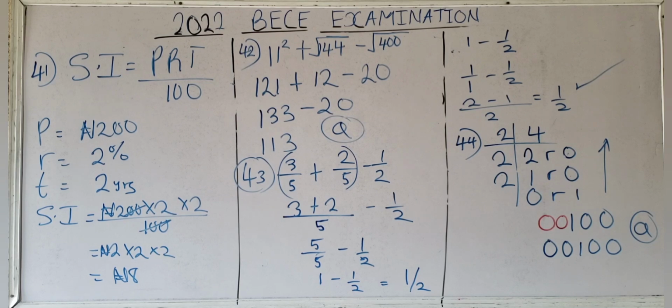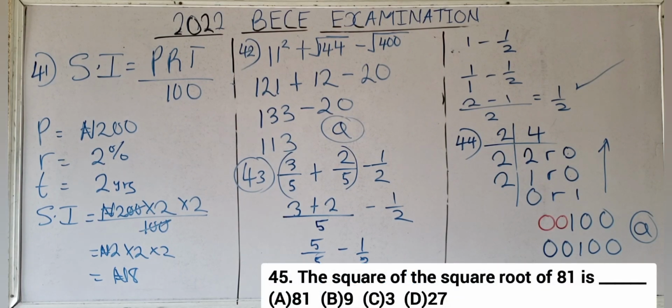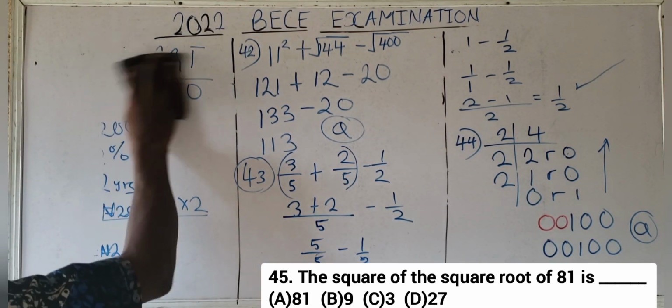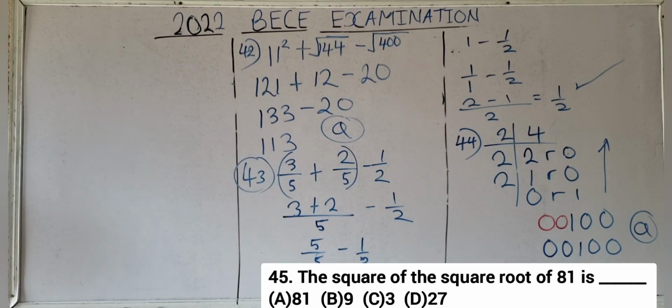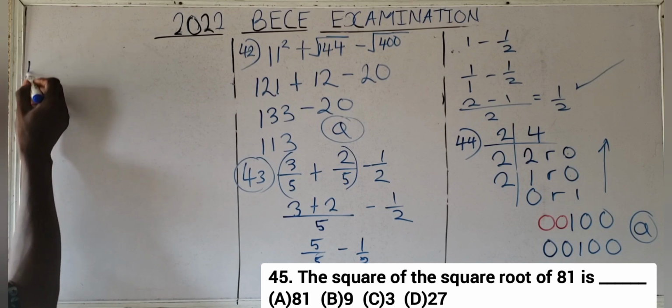Okay. Now, for question 45. Question 45. Please pay attention. Let me erase this. Question 45, we have the square. Please pay attention. The square of the square root of 81 is dash. The square of the square root of 81 is dash. Now pay attention. We have option A, 81, option B, 9, option C, 3, option D, 27. Now let's do it. That is question 45.